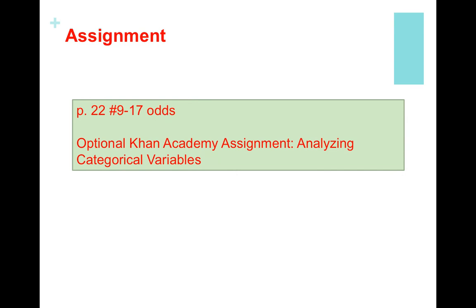Okay, so your homework assignment is to do a few problems in the textbook. So you're on page 22, numbers 9 to 17 odds, and then you will find that there's an assignment in Schoology for you to upload your work. So just take a clear picture of your work, or you can scan it or use a photo scan app and then upload your work to the assignment in Schoology to get your homework points. And then what will happen is I'll just grade your homework based on submission and completion.